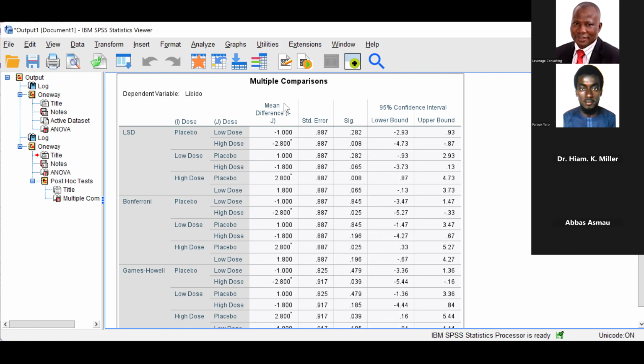You see, the difference between placebo and low dose is 0.282. That's the p-value. It's the same thing you see here. Low dose and placebo is the same thing, I just compare in a different way. But the association between placebo and high dose is 0.08, and the same thing saying high dose and placebo, 0.08.